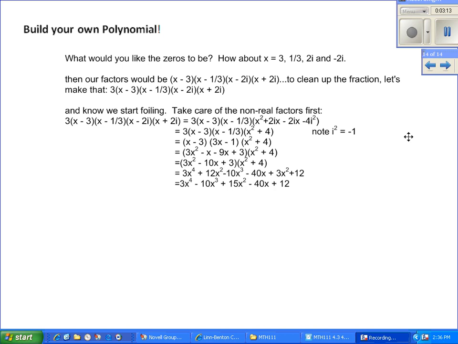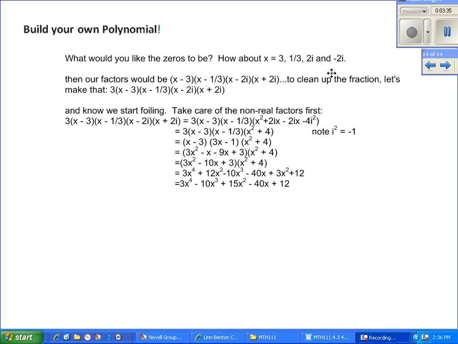So speaking of that, here's one more topic. How to build your own polynomial. This is what I do when I write your tests. I sit down and decide, what do I want the zeros to be? So how about 3, 1/3, 2i, and negative 2i? I just made them up. So now I'm going to build a polynomial that has those 4 zeros. So it should be a 4th degree polynomial by the time I'm done.